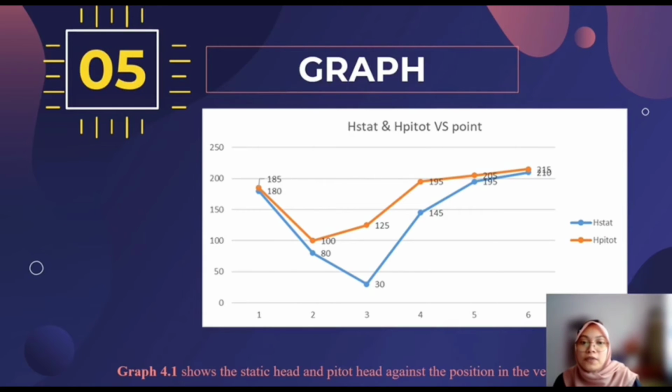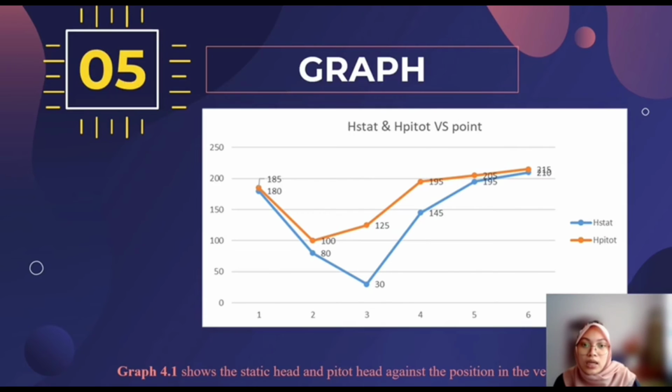Okay. For the first graph, we are plotting the static head and also the pitot head versus point. The orange one is the graph for the pitot head, and the blue is for the static head. The data that we plotted, we got from the part of the calculation that has been shown before.